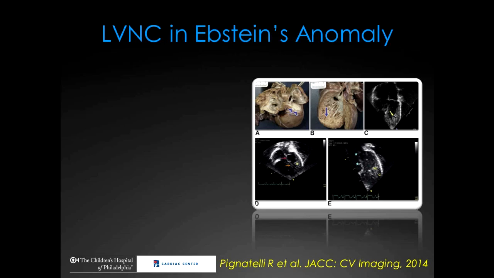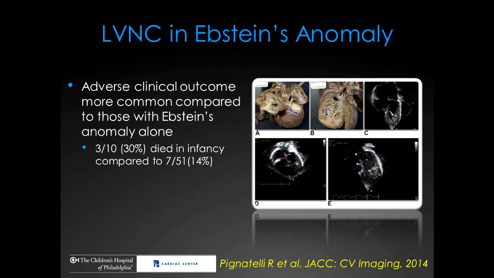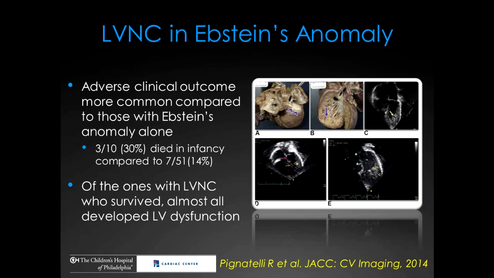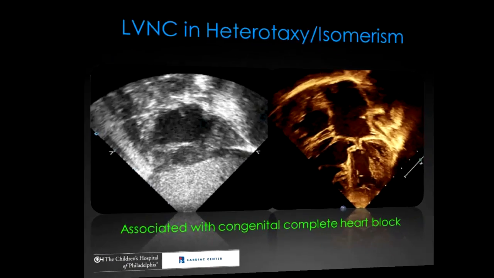In a study out of Texas Children's looking at left ventricular noncompaction in association with Ebstein's anomaly, they determined that adverse clinical outcome was more common in those patients with noncompaction compared to those who had Ebstein's alone. There was a 30% mortality in those with noncompaction compared to 14% in those who did not have noncompaction. And of the patients with Ebstein's anomaly and noncompaction who survived, almost all developed left ventricular dysfunction. So Ebstein's anomaly in and of itself is a relatively high-risk cohort, but left ventricular noncompaction certainly adds more risk to this population.